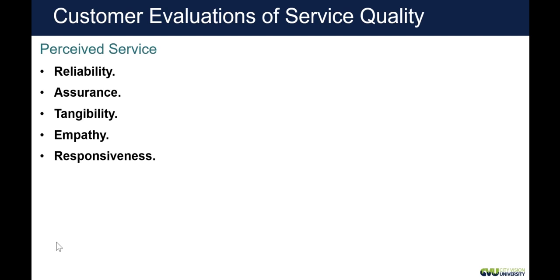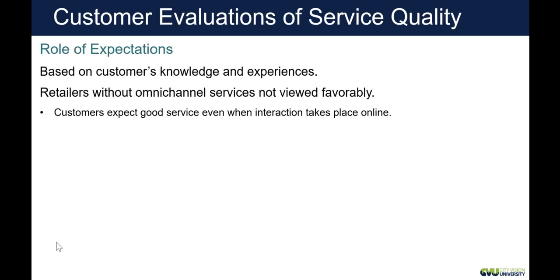So perceived service is generally based on reliability, assurance, tangibility, how tangible things are, and empathy. Do these people understand me? How responsive are they? Those kinds of things, right? As we evaluate the service, these are really important things to think about. Also, as customers evaluate service, they will base their evaluation on their expectations, right? So if a customer has an expectation of what you should do and you're not doing it, you're not going to get a good evaluation, right?